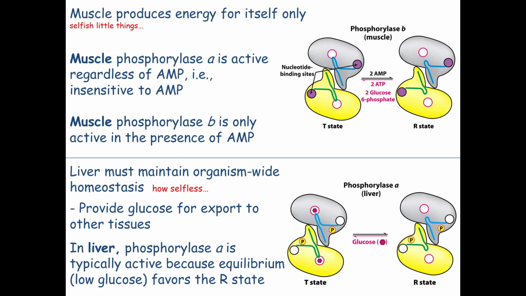So if glucose were to bind, then it's abundant and I don't need to be as active right now. But if glucose is absent, it won't be bound in those sites, and the enzyme becomes more active in that R state. In the top picture, in muscles, it's not so concerned about the amount of glucose, but it's concerned about its own well-being and the amount of ATP it has. So it'll either have ATP bound or a lack of ATP bound, which means AMP will bind.